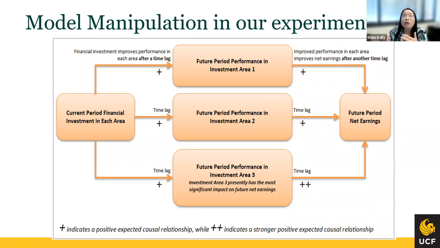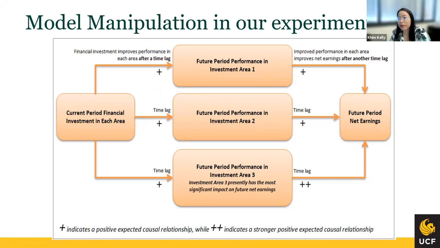And then the other component of a causal model that is at least described in the balanced scorecard literature is this idea of lagged relationships, and we want to tell people, and this is true in our setting, that the investment does hit the net earnings two periods later. If people are not attuned to this lagged relation, it really is hard for them to learn the relative impact of those three areas. So that's how we portray causal relationships.